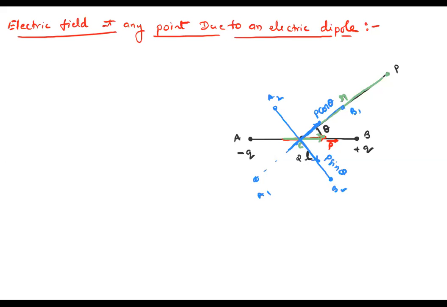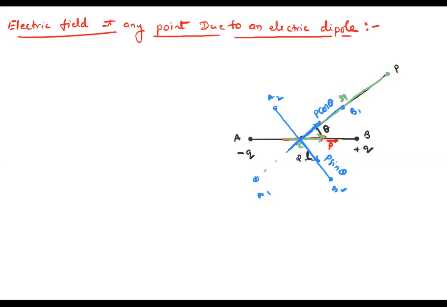That means we are resolving the dipole moment P into two components. We have discussed resolution in vectors last year. P can be resolved into two components: one is P cos theta, another one is P sin theta. P cos theta is the electric dipole for which point P is on the axial line. And for the other dipole A2 B2, the dipole moment is P sin theta. For this dipole, the point P is on the equatorial line at a distance R from here.